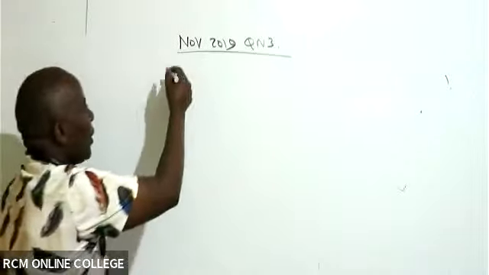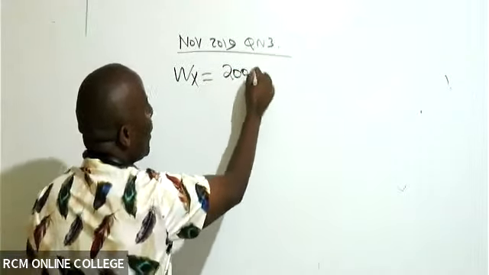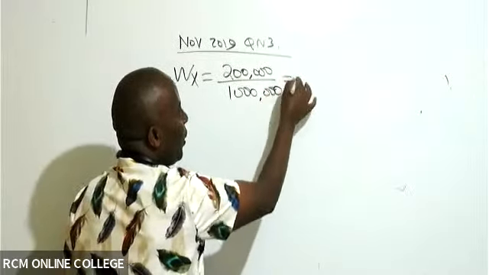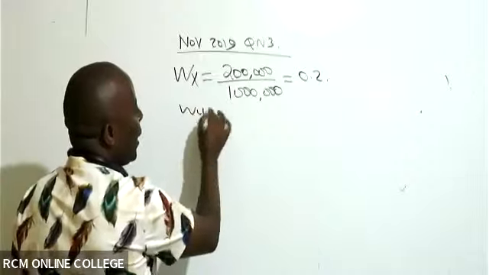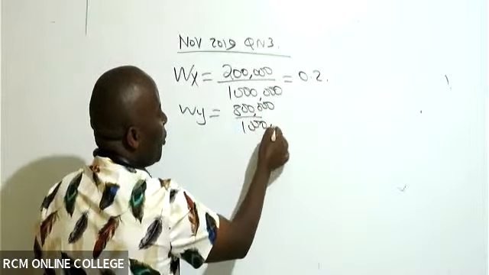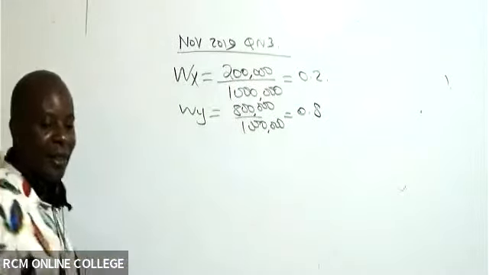So let's give the weight of X. Out of $1 million, he has taken 200,000 to X. That's a weight of 0.2. He has taken, in this case, 800,000 to Y out of $1 million. This gives me 0.8 here.